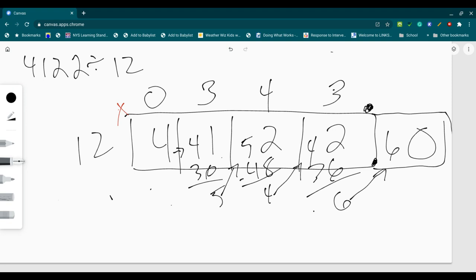How many groups can I take? Well, I took 4 groups out to get 48. Then let's take out 5 groups. 5 times 12 is 60, and that's going to leave me with no remainder. So my final quotient is 343 and 5/10. 343.5.